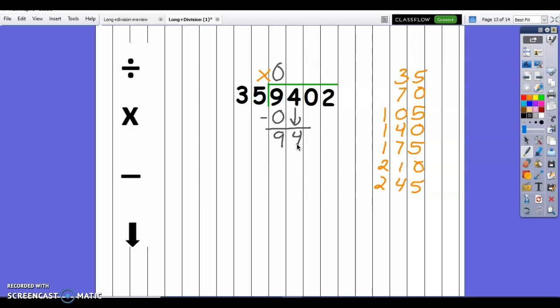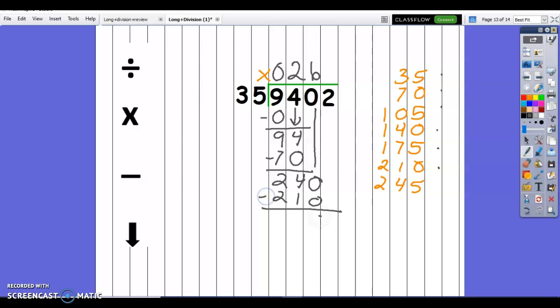Okay, 35 can divide into 94 2 times. 70 goes down below. You subtract and bring it on down. Now, here I'm looking. 35 divides into 240, 1, 2, 3, 4, 5, 6 times. 35 times 6 is 210.